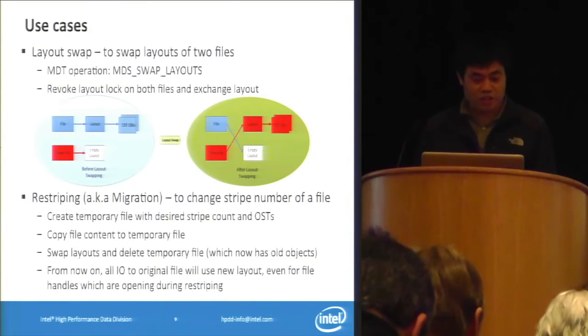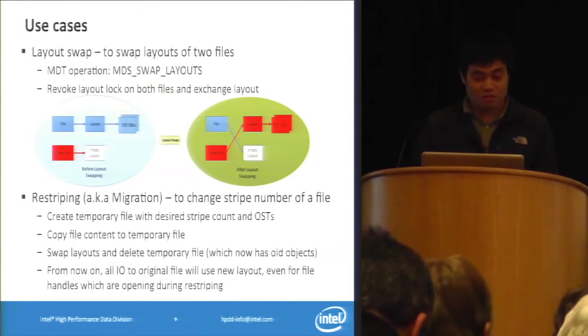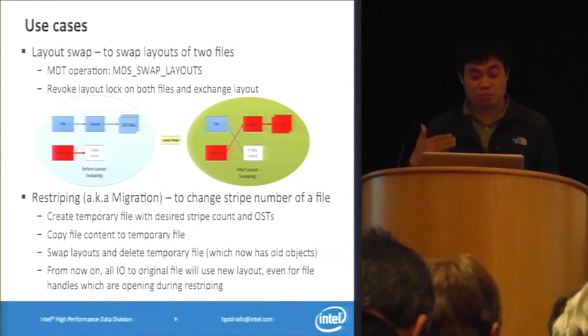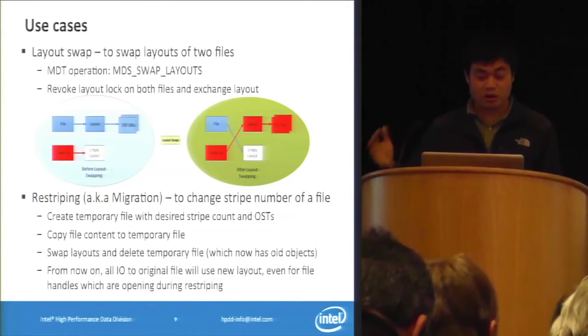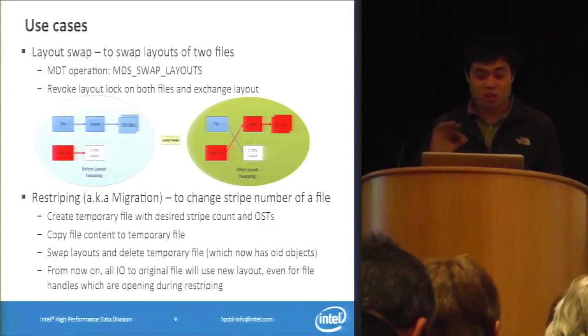Okay, so another use case is restriping, also known as migration. For migration, the main purpose is to change the stripe number of a file. For example, if you add some more OSTs into a cluster and you want to do a space balance, you want to move some files into another OST pool.